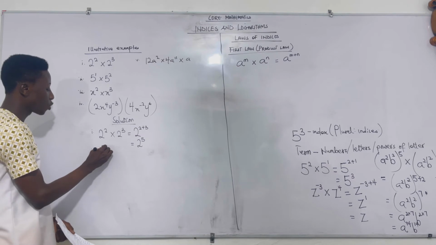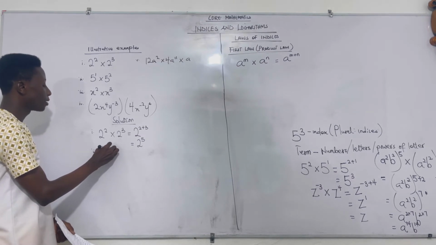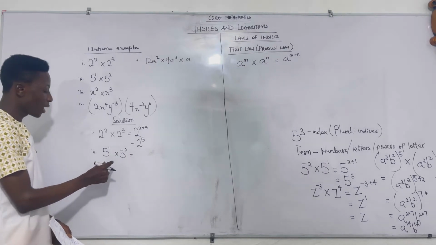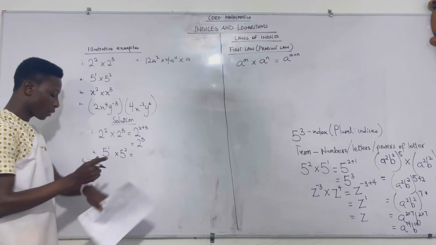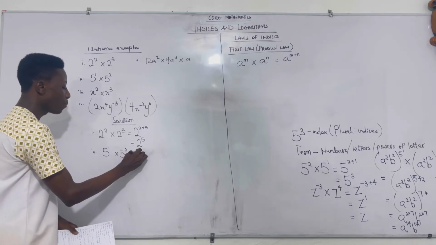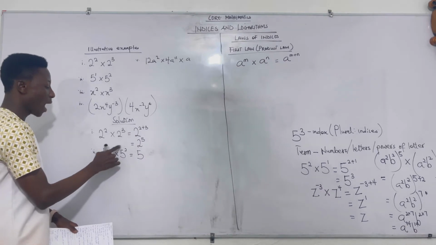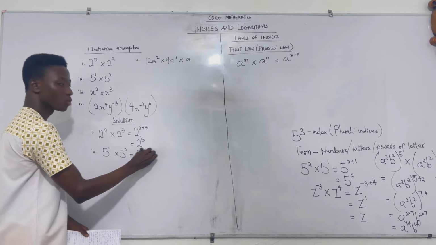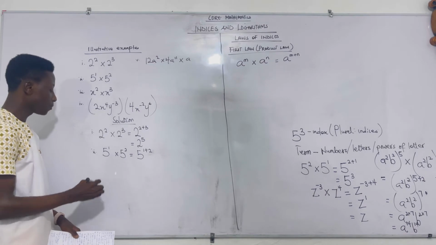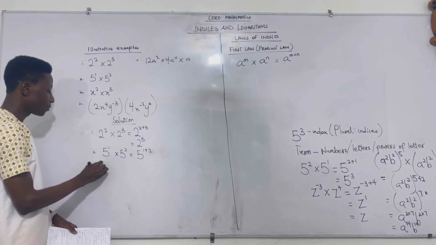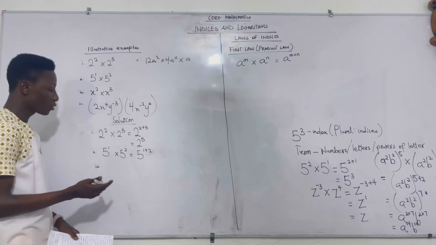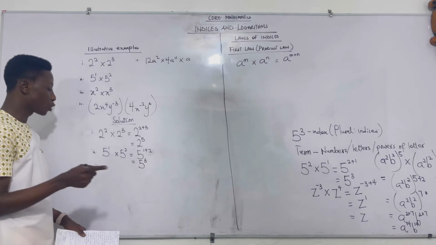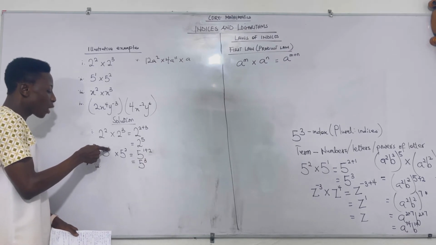II. We are applying the same concept. 5 exponent 1 times 5 exponent 2. What's the value, please? You realize also that the bases are the same, so you pick one of them, and then you add the powers. So it's going to be 5 exponent 1 plus 2. Did we really finish? That's going to be 5 exponent 3.